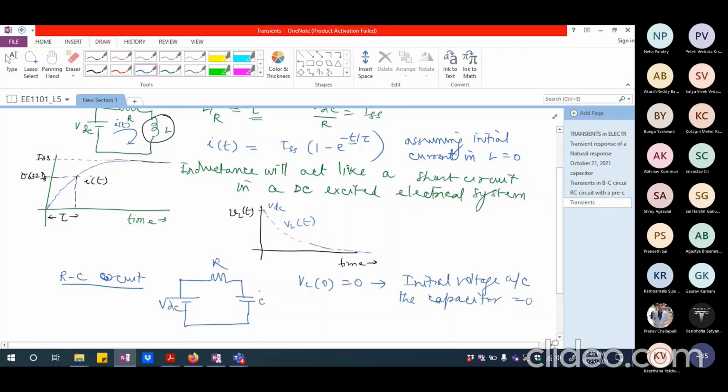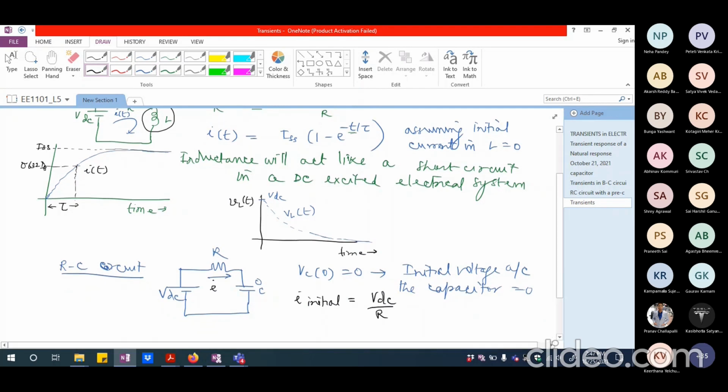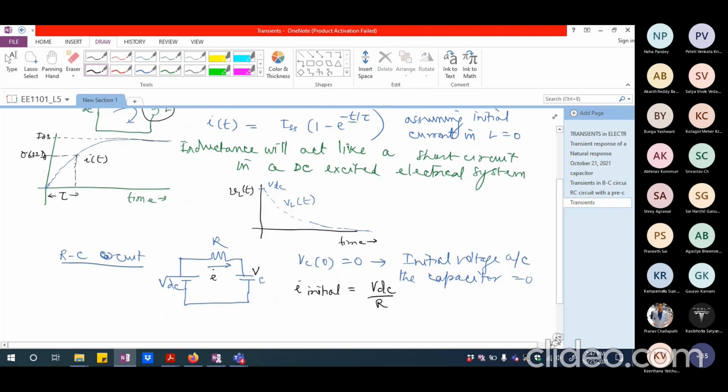So between these two points, whatever is the voltage difference, divided by R is going to be the initial current. So the initial current is going to be VDC divided by R. And from there it is going to decay, because the voltage across the capacitance, VC, is slowly increasing. I'm going to have VC starting from 0 and increasing exponentially.